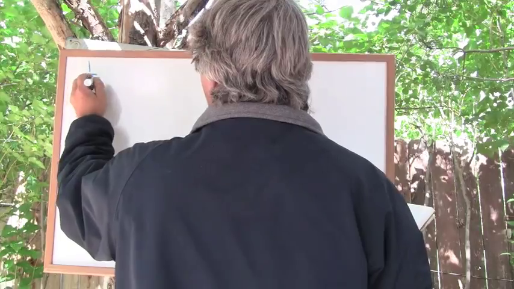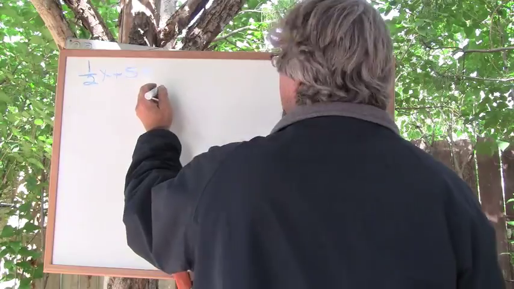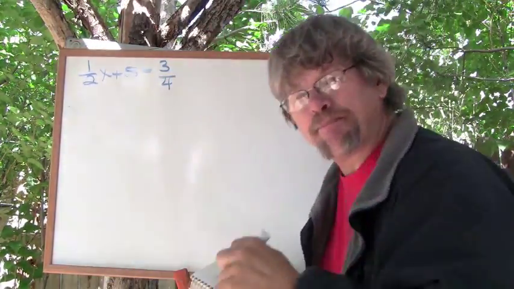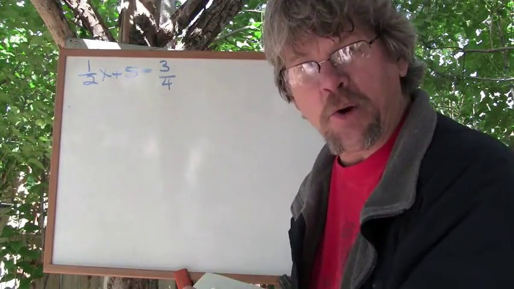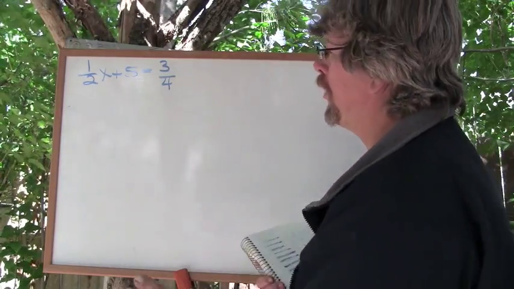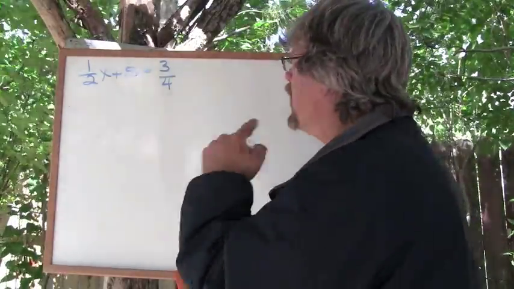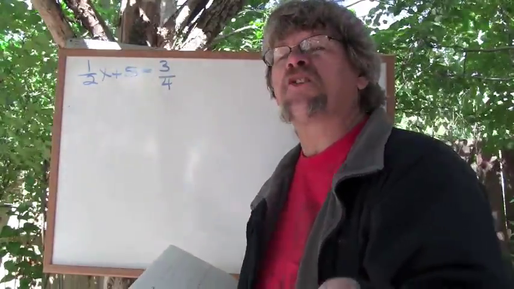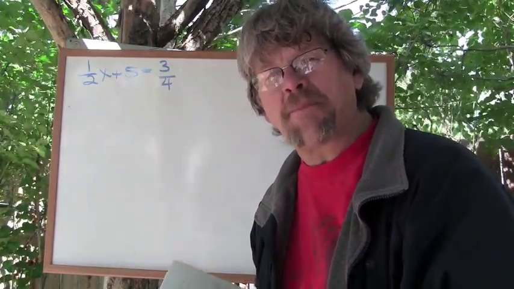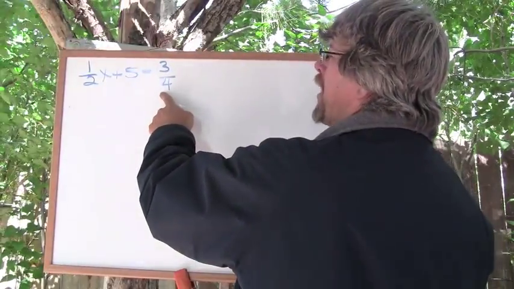1/2 x plus 5 equals 3/4. Now this is typical linear equation style format. This is so beautiful for linear equation. What is the common denominator of those fractions? If we can, we want to eliminate fractions altogether out of the linear equations. We do that by multiplying by the number that's the common denominator.